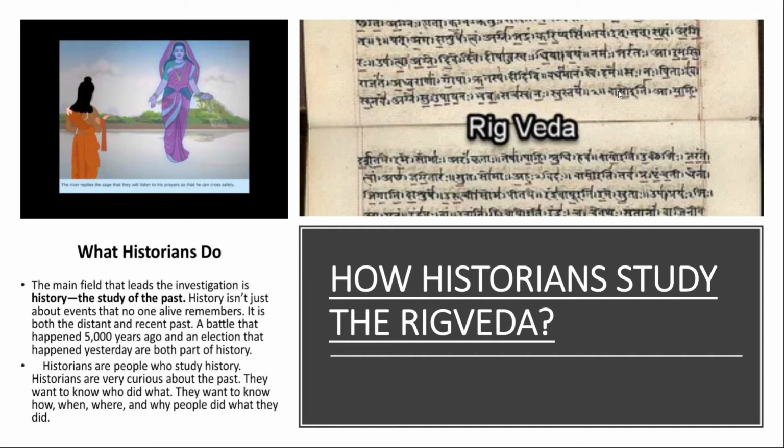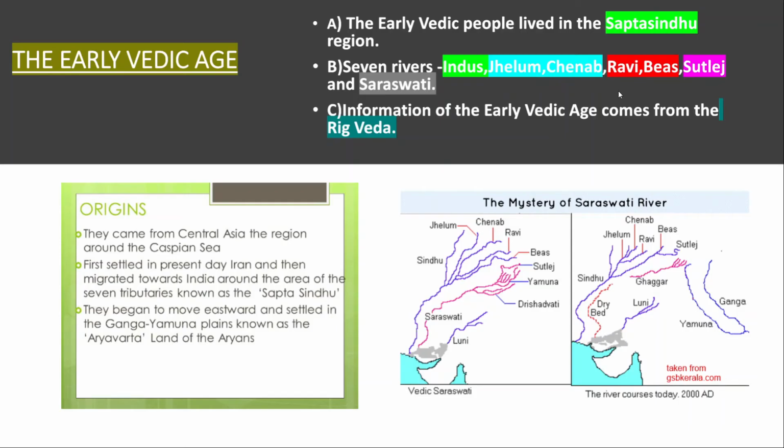Some of the hymns in the Rig Veda are in the form of dialogues. This is part of one such hymn, a dialogue between a sage named Vishwamitra and two rivers, Beas and Sutlej, that were worshipped as goddesses. After this, we will take the next topic, that is the early Vedic age. Children, can you tell me where the people of the early Vedic age lived? Yes, the early Vedic people lived in the Sapta Sindhu region, present-day Haryana and undivided Punjab.